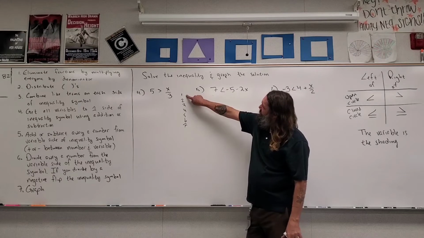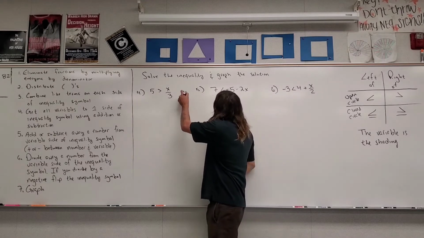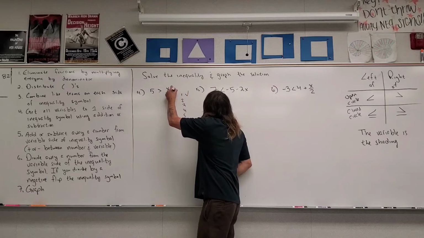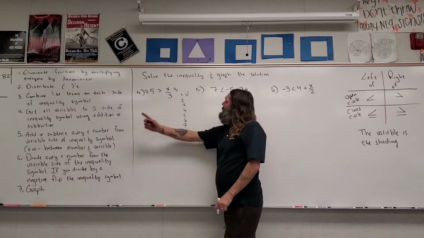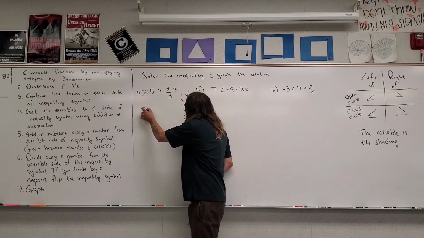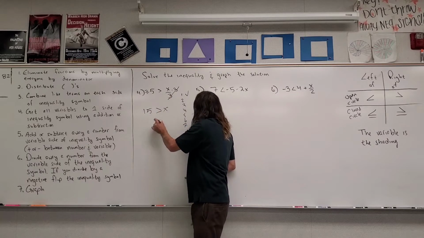Step 1, can I eliminate a fraction by multiplying everyone by the denominator? Yes, I can. I have a fraction, so I need to eliminate that. So I'm going to multiply this number by 3, and I'm going to multiply this number by 3. 3 times 5 is going to get me to 15. And these 3's are going to cancel, and so 15 is right of the shading.